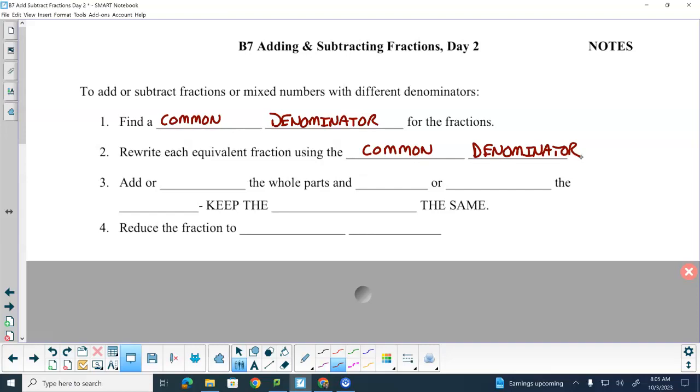Okay, or I should say and. What part of the fraction? Numerator, the top part. Yep, okay. So we add or subtract the whole parts. That's the numbers up front. We're dealing with mixed numbers. And we add or subtract the fraction parts. All while keeping what? Keep the denominator the same.